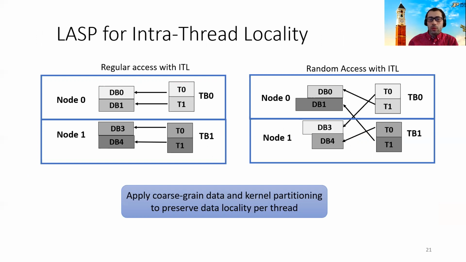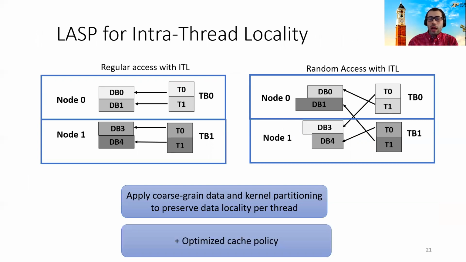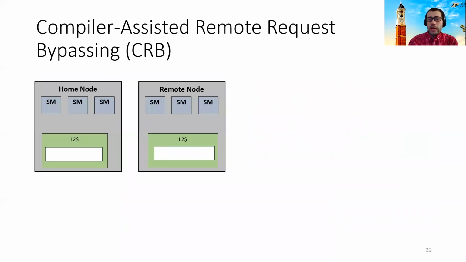For the workloads that have irregular random accesses and generate off-chip traffic, as shown in the right example, we apply an optimized cache policy. Our optimized cache policy is named compiler-assisted remote request bypassing. In our baseline, and similar to previous work, the L2 cache is shared between local and remote traffic. So in this scenario, remote requests are cached twice, once at the L2 cache of the home GPU and another time at the L2 cache of the remote GPU that sends the request.